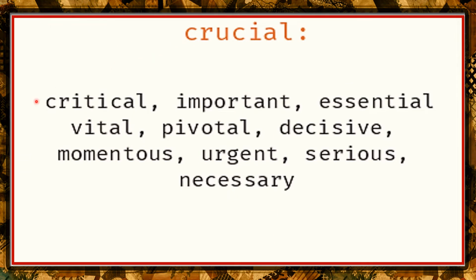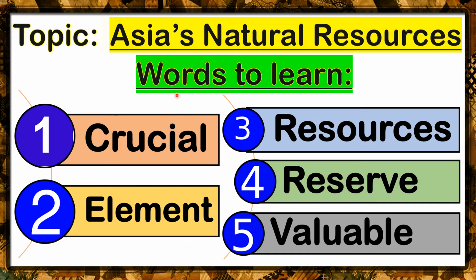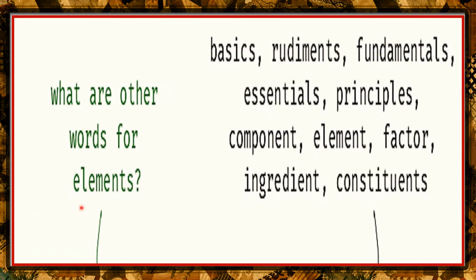Crucial means critical, important, essential, vital, pivotal, decisive, momentous, urgent, serious, and necessary. An example of crucial or important is our health, our life. So we have to take care of it. Another example of a crucial thing is the natural resources, because without the natural resources, we will not be able to survive.